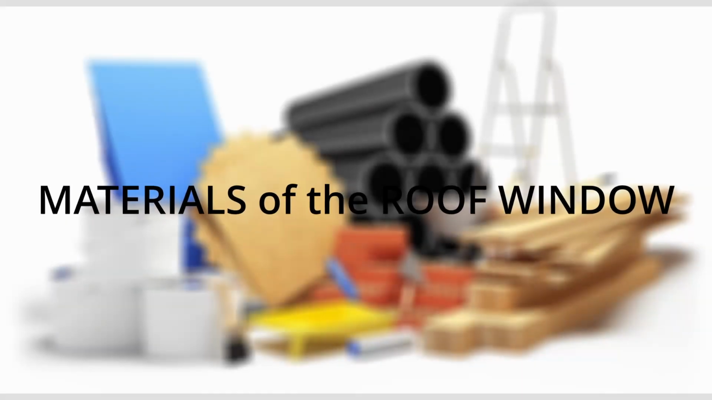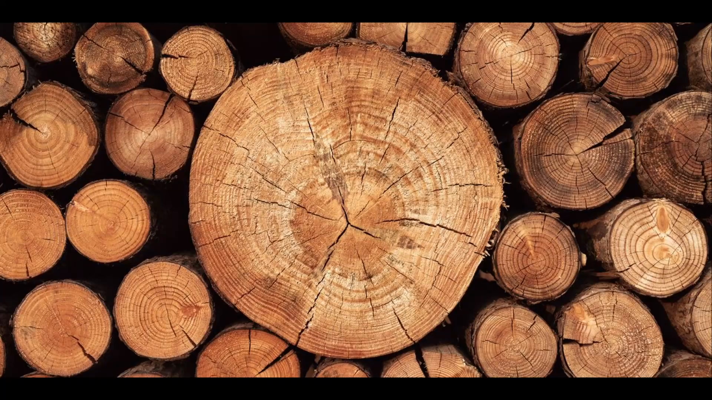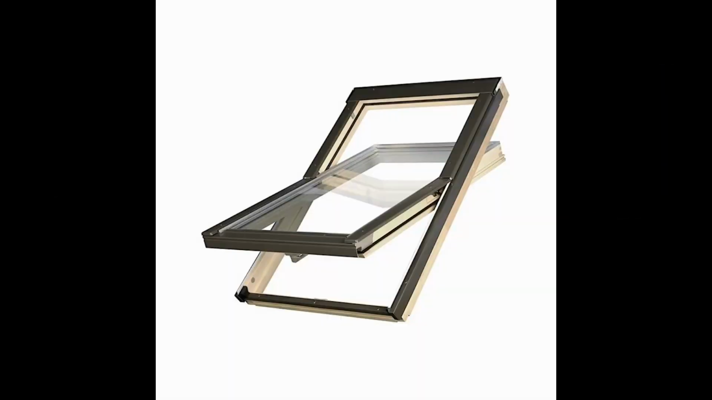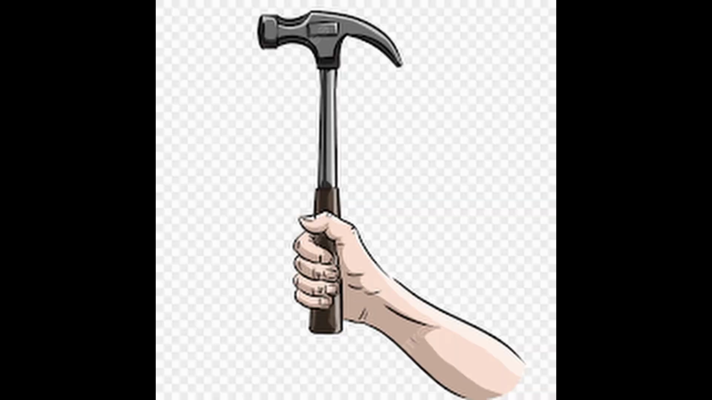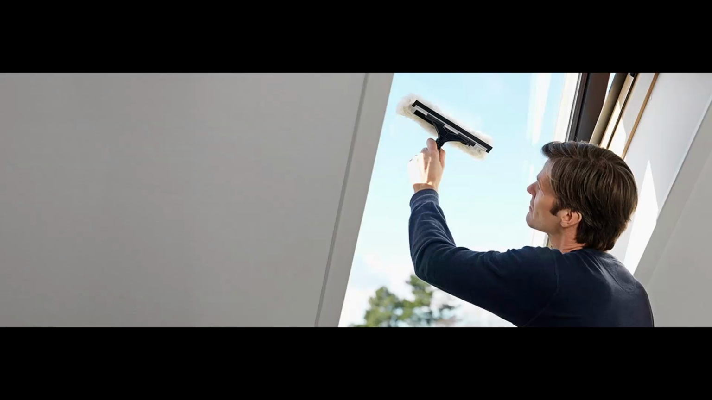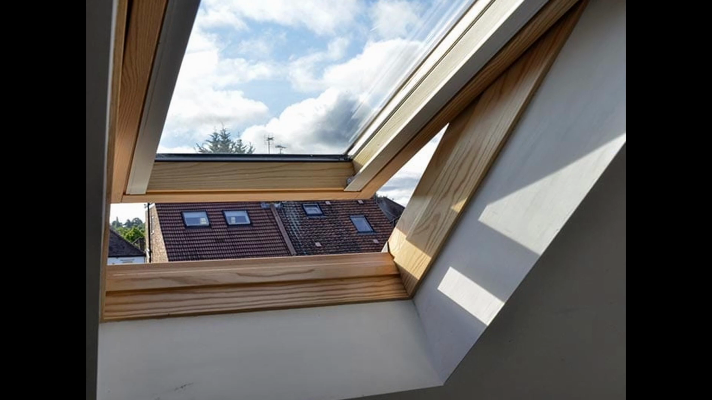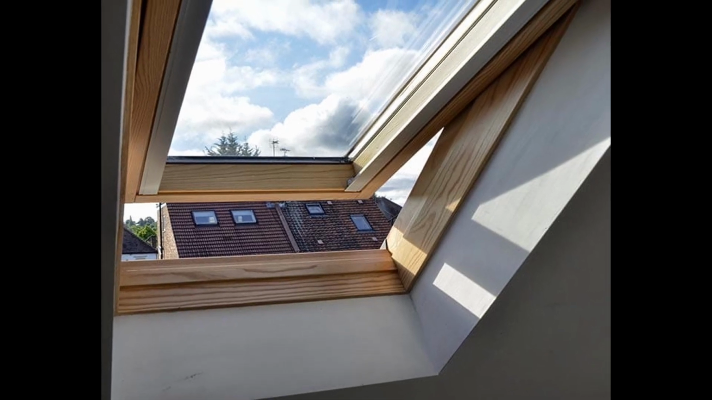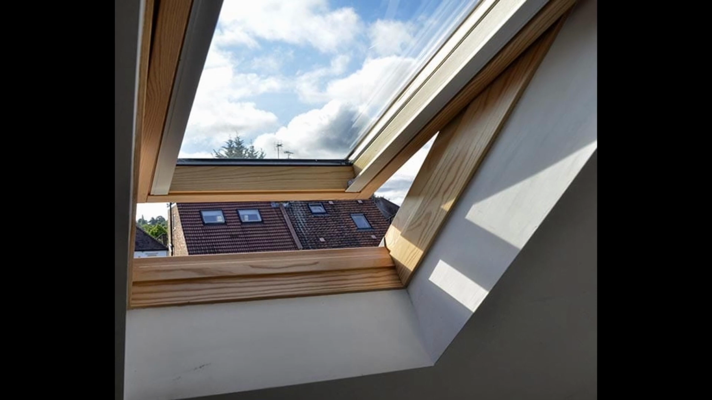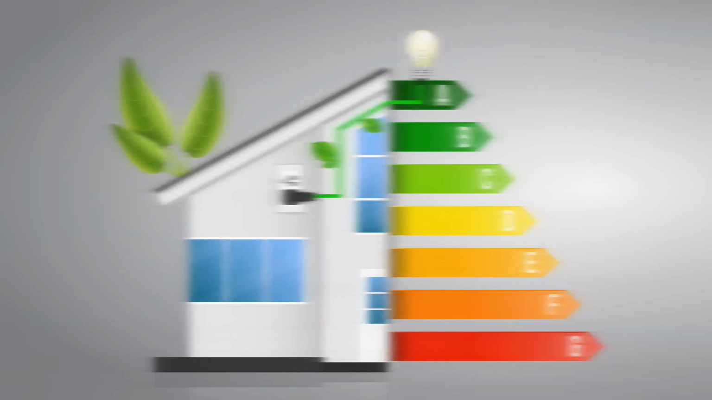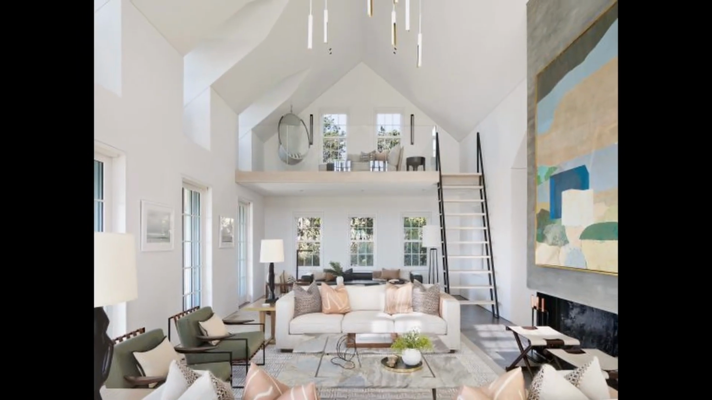When it comes to materials, roof windows are commonly made of wood, PVC, or aluminum. Each material has its own advantages, such as durability, insulation properties, and maintenance requirements. A window made of PVC or aluminum is better for maintenance, while a window made of wood will look more natural. And the advantage is that you can paint the window in any shade you want, and it will still retain its beauty. Consider factors like weather conditions, energy efficiency, and the overall aesthetic appeal of your home to make the right material choice.